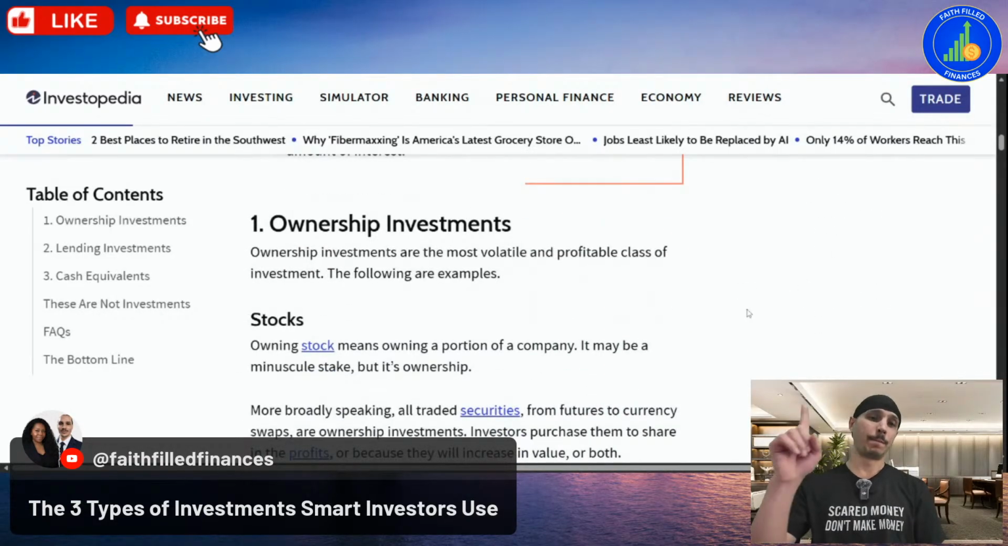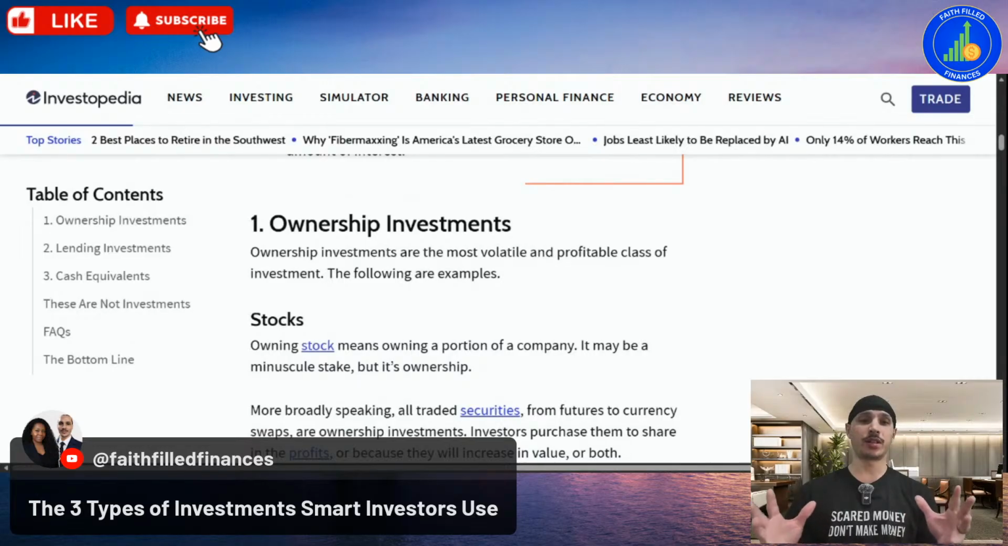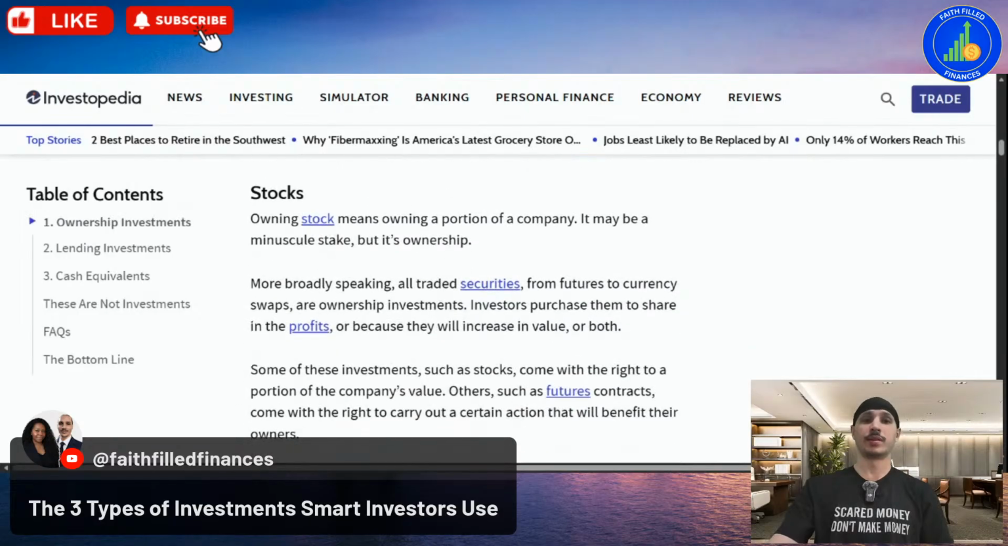Number one, ownership investments. Let's go, fam. Ownership investments are the most volatile and profitable class of investment. The following are examples: stocks. Owning stock means owning a portion of a company.